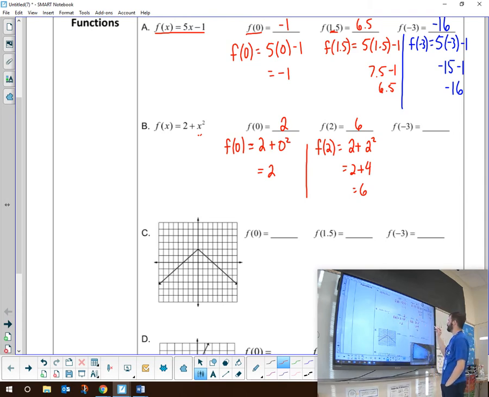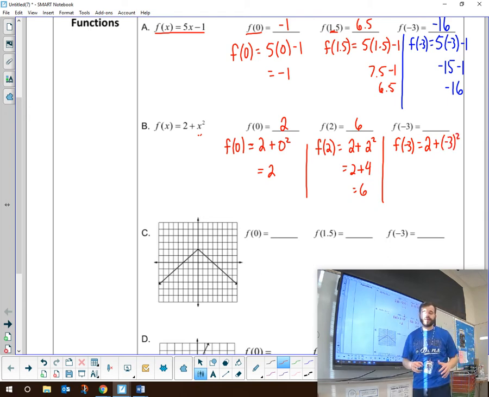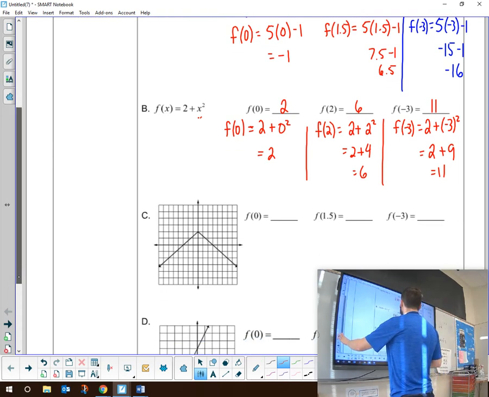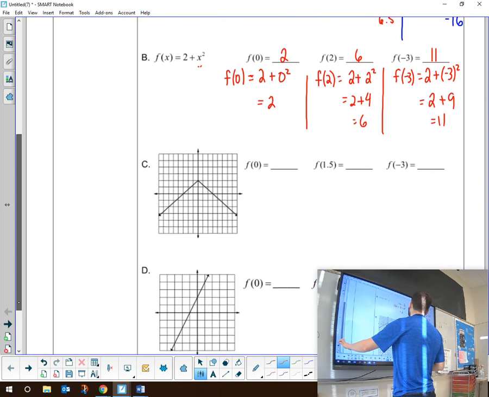Okay, f of negative 3. f of negative 3 equals 2 plus negative 3 squared. Whenever you plug in a negative, make sure you put the parentheses. So negative 3 squared is 9. 2 plus 9 is 11. So f of negative 3 equals 11. Awesome.